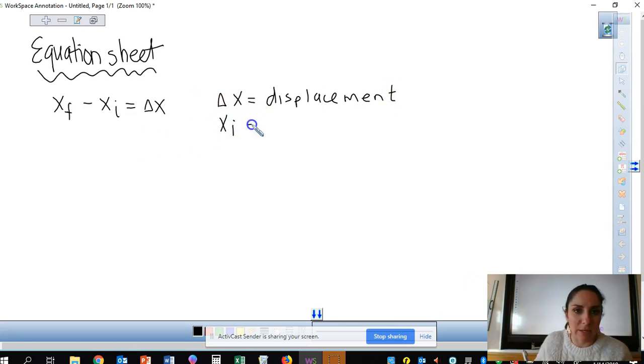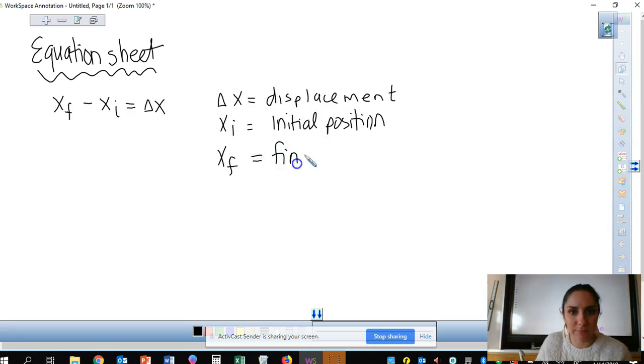You could write xi is equal to initial position, and then you could write xf is equal to final position. As such, you can write that. And notice there's no units. You may use your old equation sheets, it's totally fine, but if you have units, you must either white them out or use a black or dark marker to X those out.